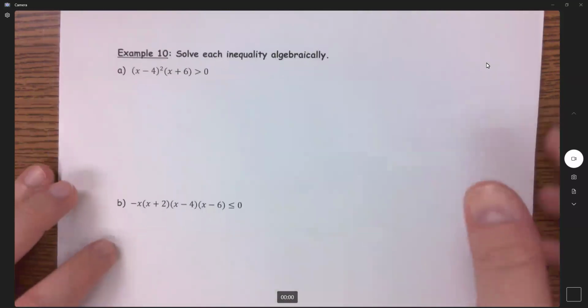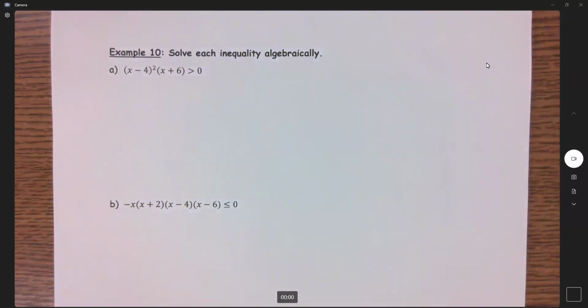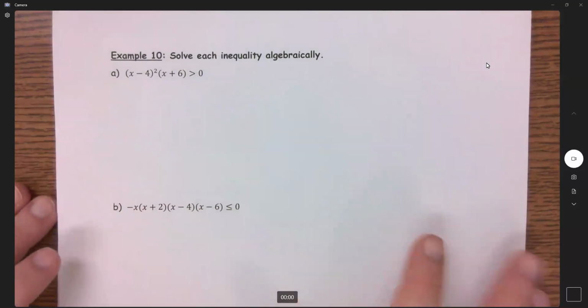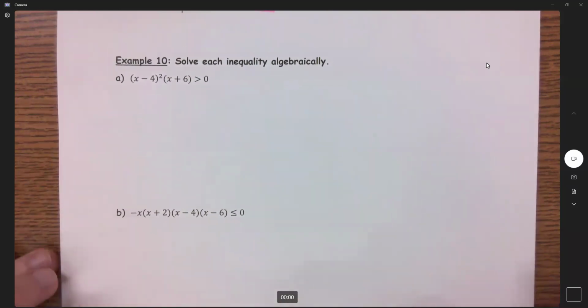We need to know about zeros. We need to know about multiplicity. We need to know about our leading coefficient and degree so that we can determine that end behavior. And so these questions put everything together so that we can make this rough sketch to answer this question. So the first thing we're going to do is find those zeros.